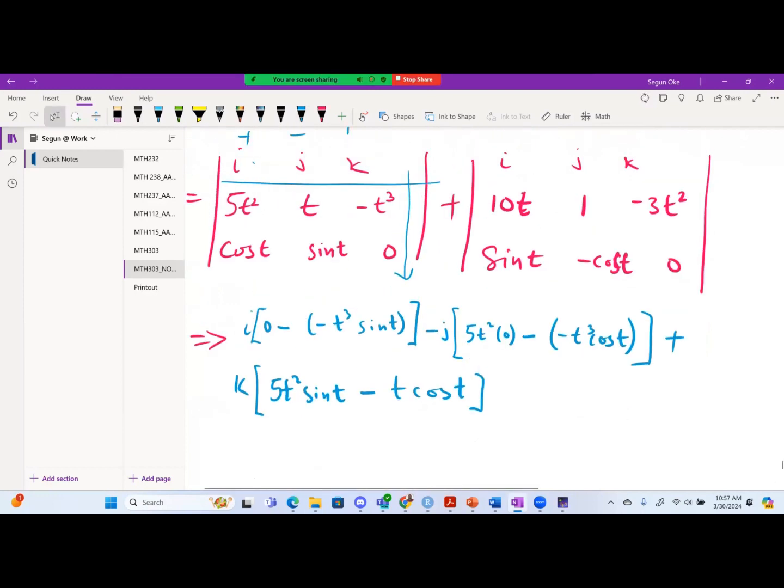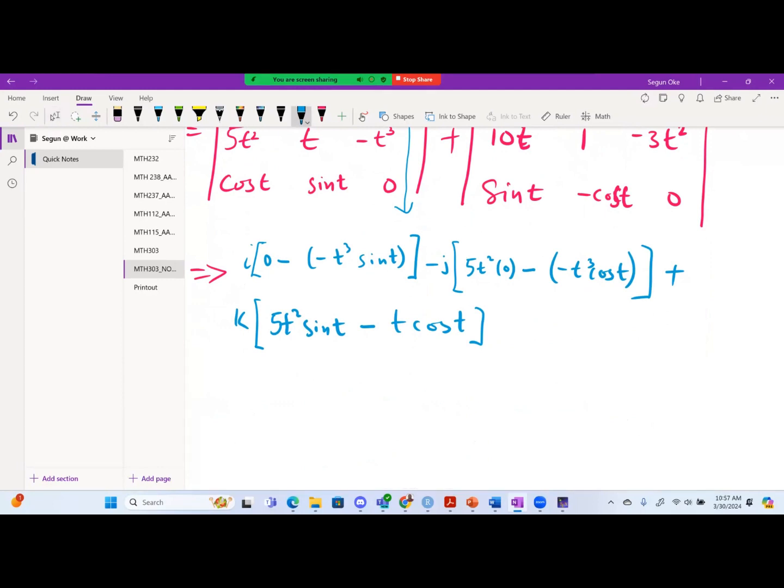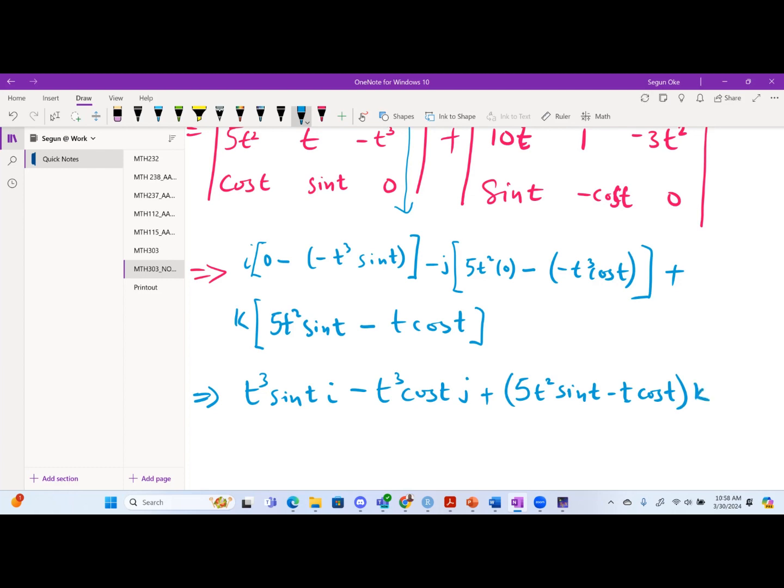So that is the first phase. You can harmonize this one before we solve the second matrix, by saying minus times minus plus. So I have t cubed sine t i. This is 0. Minus times minus. Aha, so this is why you have to be careful. Minus times minus plus, but there's another negative which returns to minus. Minus what? t cubed cos t j plus, you can leave this one in brackets the way it is, 5t squared sine t minus t cos t. Okay, so remember that is the first matrix.